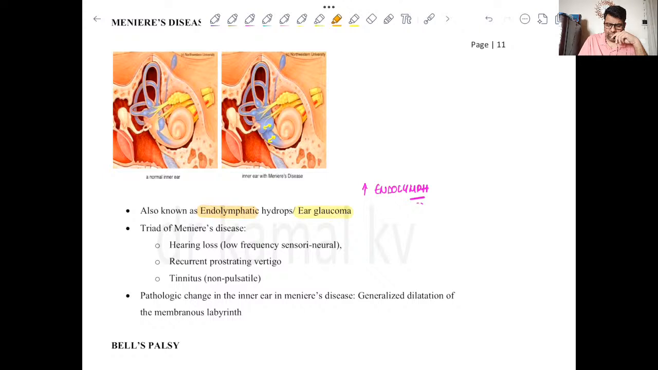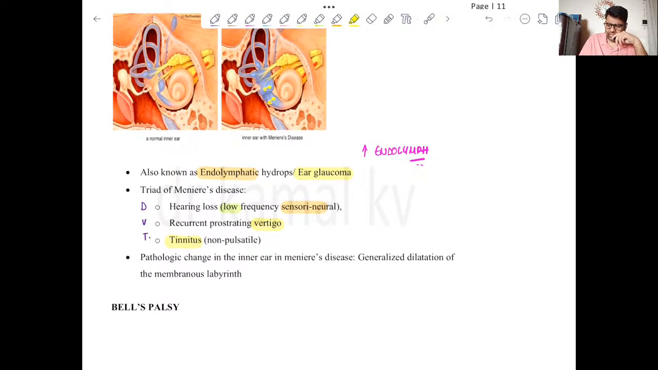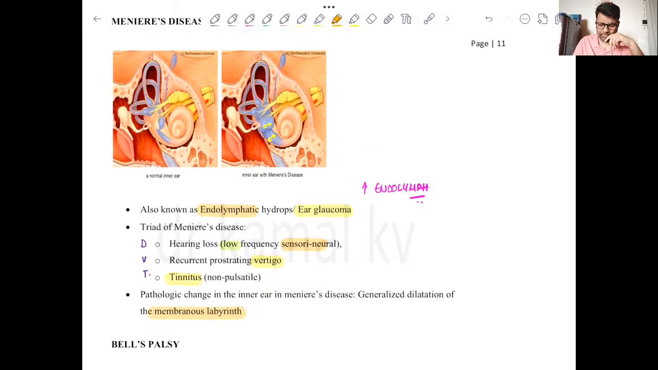The triad can be remembered by the mnemonic DVT. So D is deafness, especially low frequency sensory neural deafness, then V is vertigo, and T is tinnitus. And again the pathology is that there is dilatation of the membranous labyrinth. So this is in short about Meniere's disease.